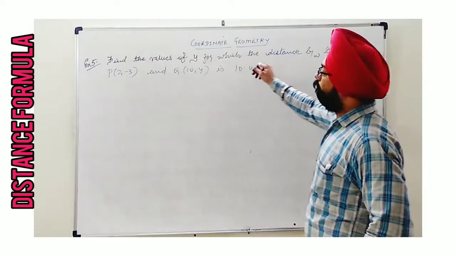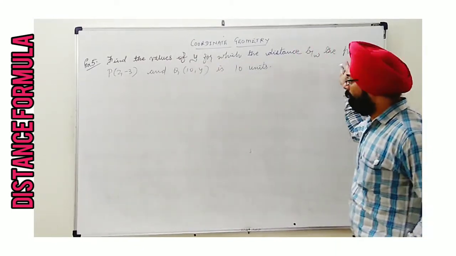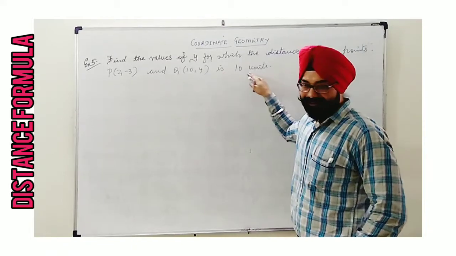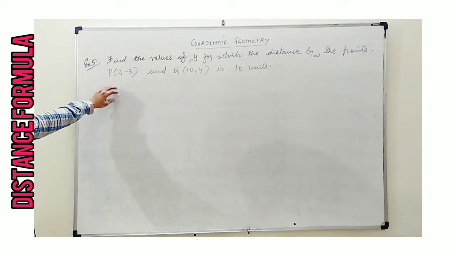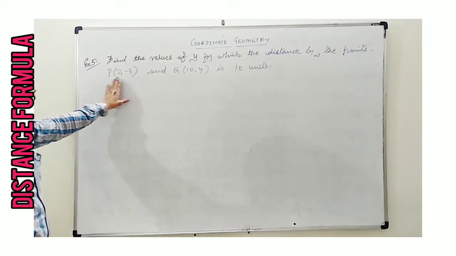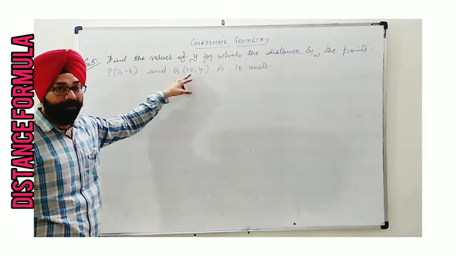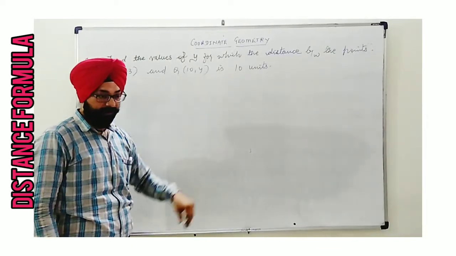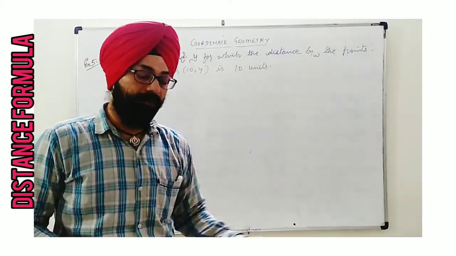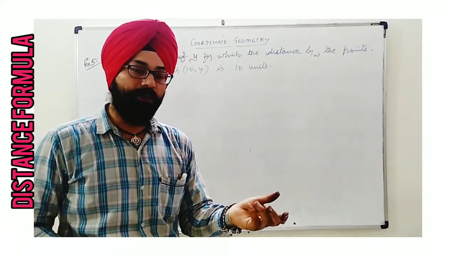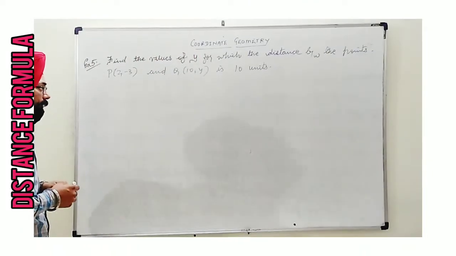In this example, we need to find the values of y for which the distance between the given points P and Q is 10 units. Here we are given 2 points P and Q with their coordinates. You can see the coordinates of P are 2, minus 3, and of Q are 10, y. This y we need to find. Means for what possible values of y the distance between P and Q is 10 units as given. So here is the application of distance formula to find unknown values. Such questions are important.